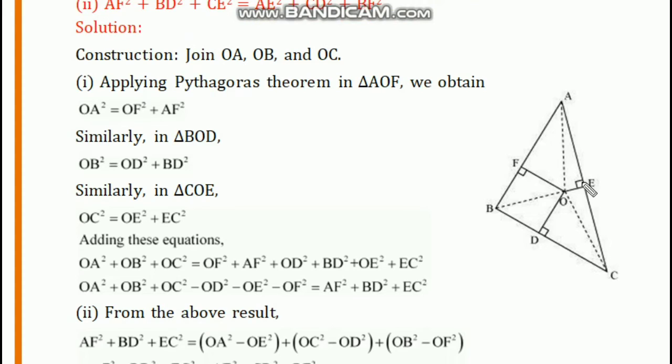So if we join OA, OB, OC, we will get a figure like this. For that, first we need to find OA². Consider OA and OE, AE. This looks like a right angle triangle. By using the Pythagoras theorem, we find OA². So OA² equals OF² + AF².